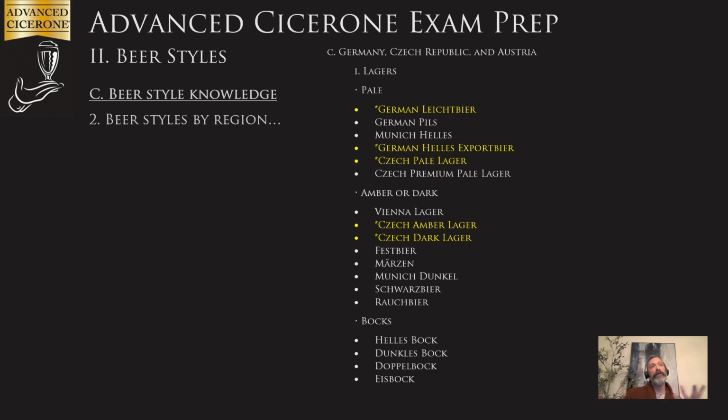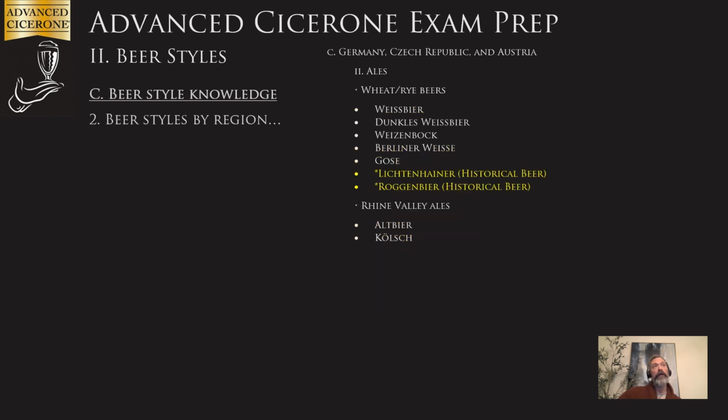And then we move on to Germany, Czech Republic, and Austria. You'll see many new beers: German Light Beer, German Helles Export Beer, Czech Pale Lager, and also Czech Amber and Dark Lagers. Moving on to the other ales, the wheat and rye beers, we have Lichtenhainer and Roggenbier. These were not in Level 2.